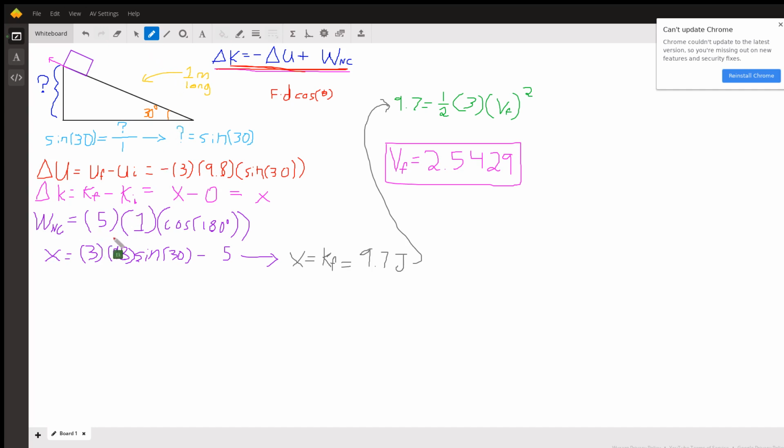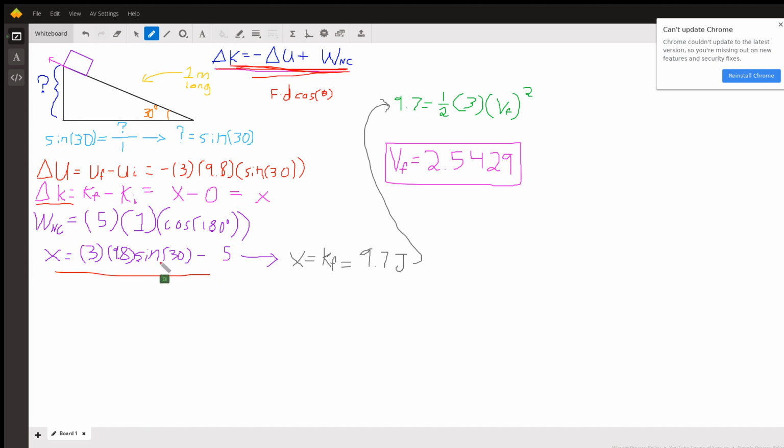So you come out to this 5 newtons of frictional force for 1 meter in the opposite direction of the force. And then that comes out to -5. So this right here is just me plugging it into this equation. So we have that X, which is what we got for our delta K, minus this value, which just makes it positive.